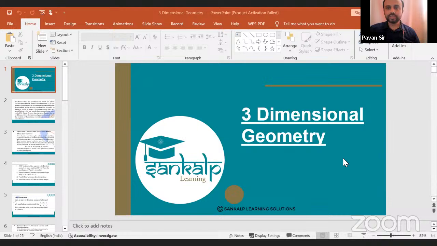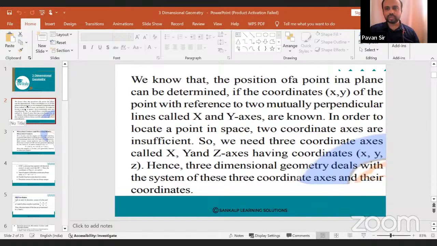Today's first point is, let me start with some basic introduction. We know that the position of a point in a plane can be determined by the coordinates x and y axis. I hope you know this. For example, if you consider this as a Cartesian plane, any particular point, the position of this point we can determine with respect to the x and y axis.